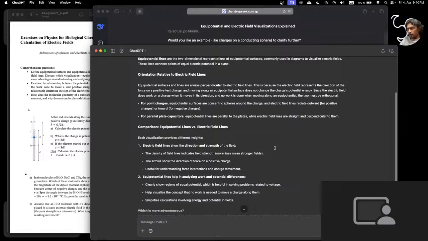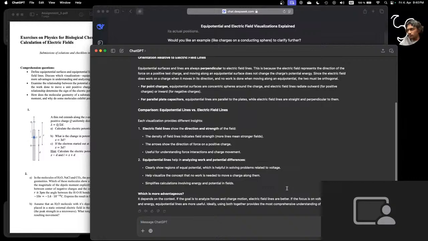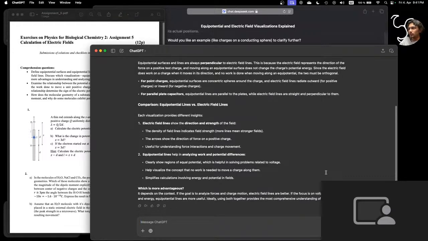Useful for understanding force, interaction, and charge movements. I don't get it. Define equipotential surface. Equipotential lines explain their orientation relative to electric field lines. Discuss which visualization may offer more advantages in understanding and analyzing electric fields.